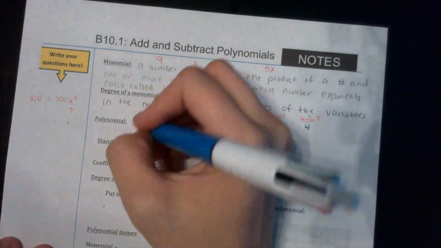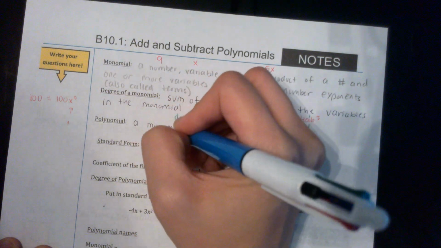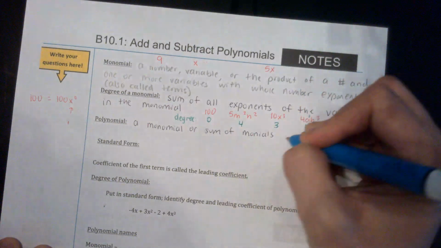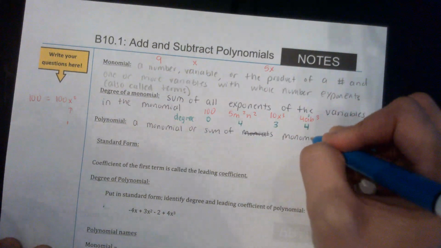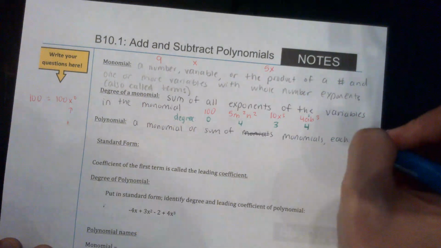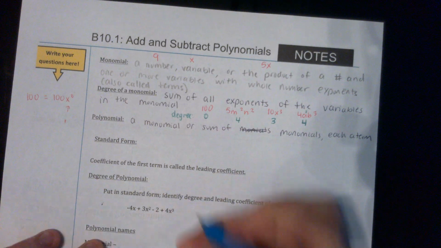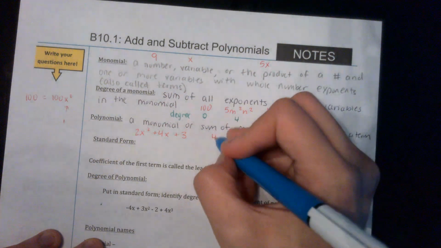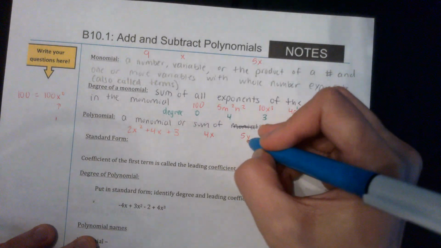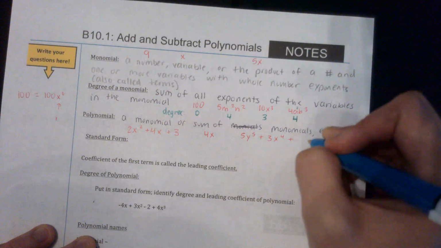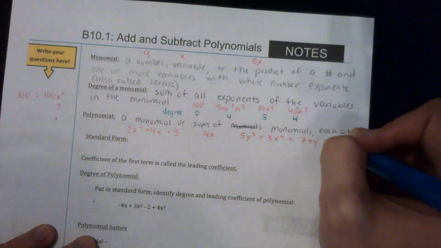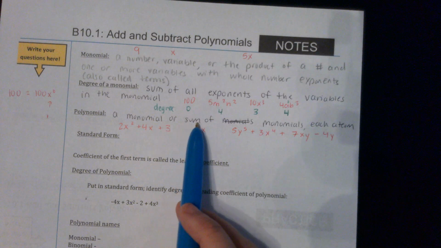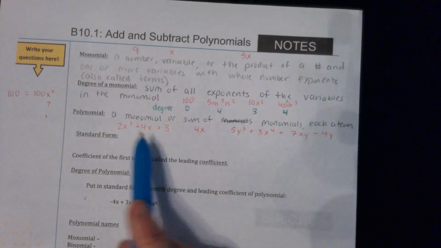Okay, a polynomial is a monomial or sum of monomials, each a term. So for example, we could have 2x squared plus 4x plus 3. That's a polynomial. We could just have 4x. That's a monomial. We could have 5y to the 5th plus 3x to the 4th plus 7xy minus 4y. As long as you're adding or subtracting monomials, that is a polynomial.